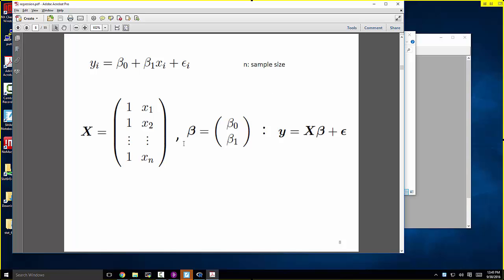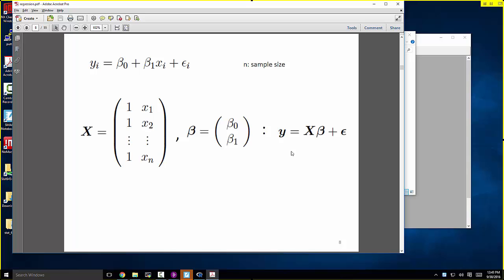So let me just review what we have here. If we have this simple linear regression model, then to fully write out the model for our data, we would want to say y1 equals beta 0 plus beta 1 x1 plus epsilon 1, and y2 equals beta 0 plus beta 1 x2 plus epsilon 2, dot, dot, dot. There's n expressions of this model for our n observations.